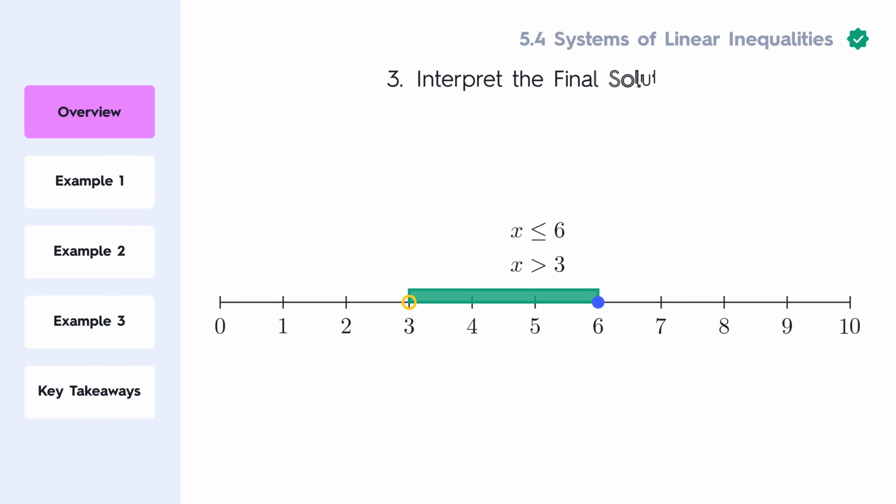Interpret the final solution. Our last step is to describe the solution set. We'll write this as an inequality or interval that represents the overlapping region. This final solution shows the range of values that meet all the conditions given by the inequalities.